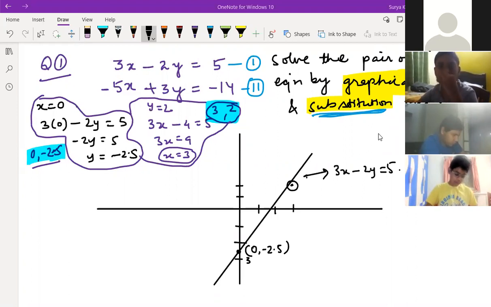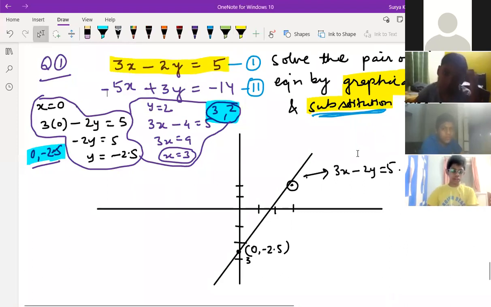Now the second part. The first line is clear. Now we are not going to do anything with the first line. The first line is clear to everyone. Satvik? Yes, sir, it's clear. Okay. Now the second point, the second is very easy.